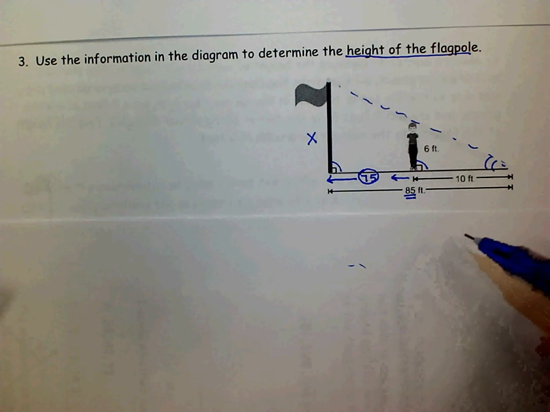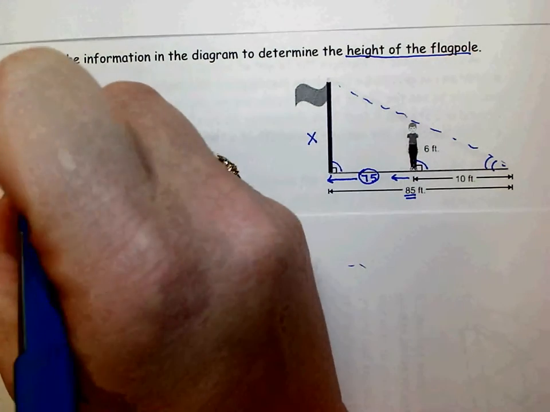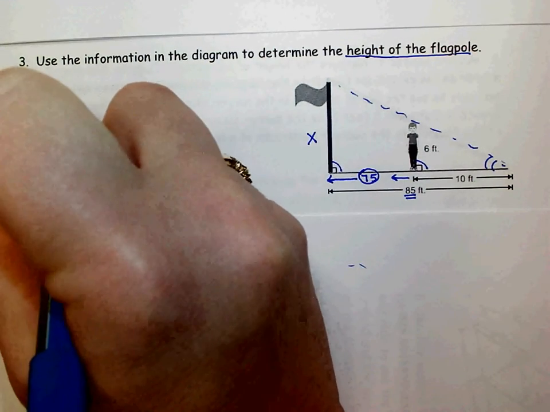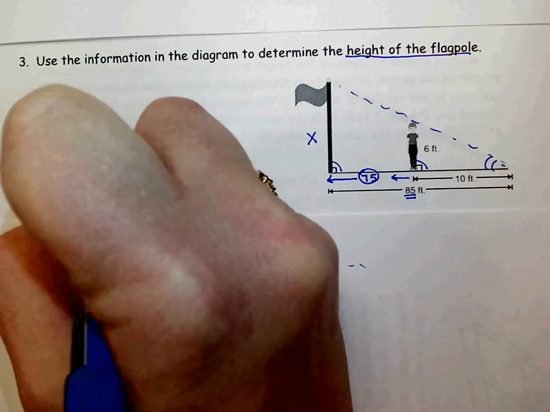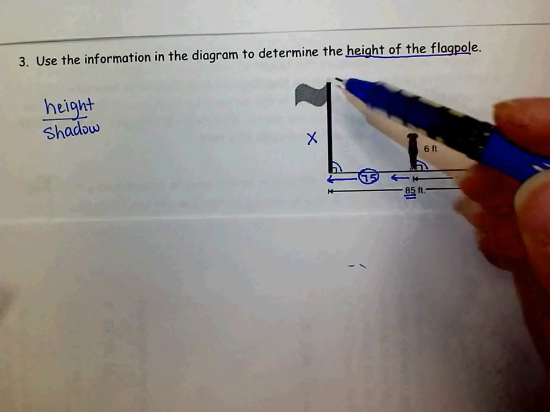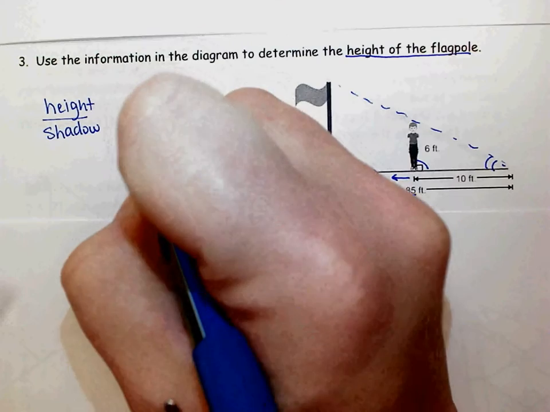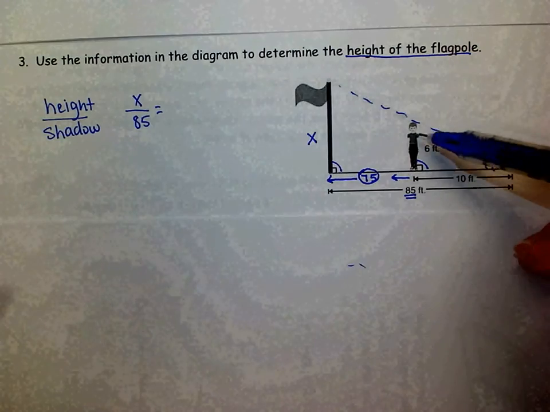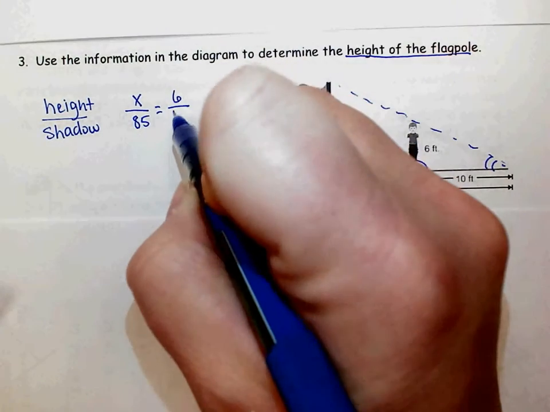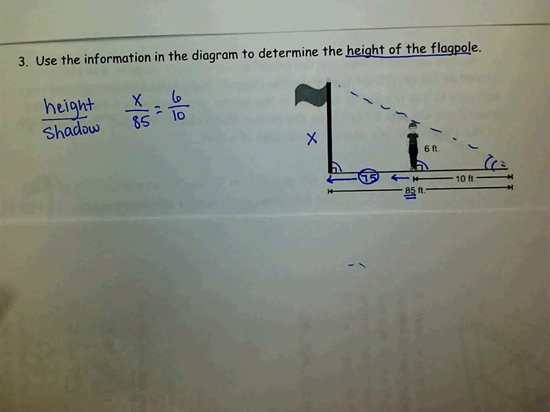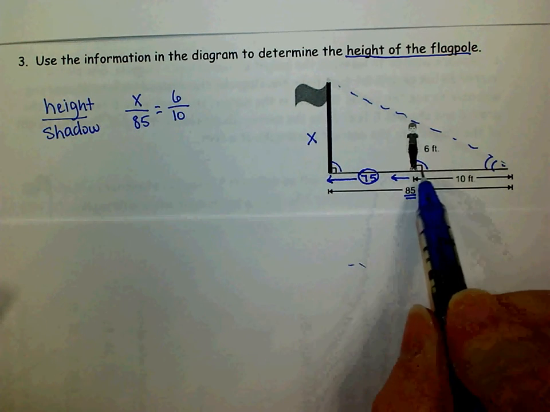You can set up your proportion in a lot of different ways, but one way you can do it is height over shadow. So if you do height over shadow, you're going to do height over shadow of the flagpole, X over the 85, and then set that equal to the height over the shadow of the person. So that would be the 6 over the 10. Just make sure you're really consistent and careful not to use a part over part relationship here.